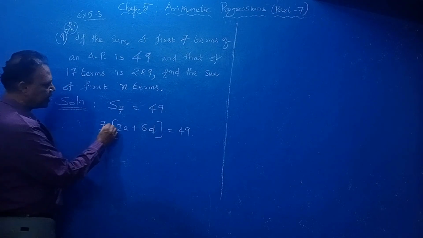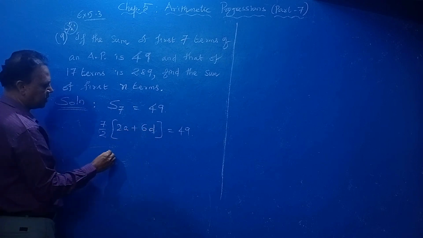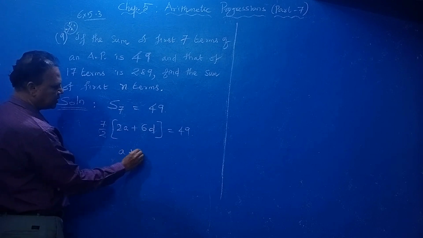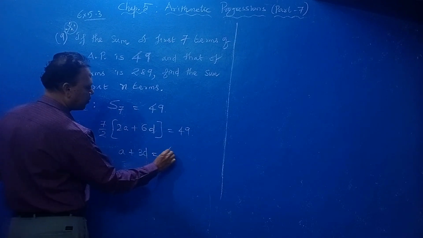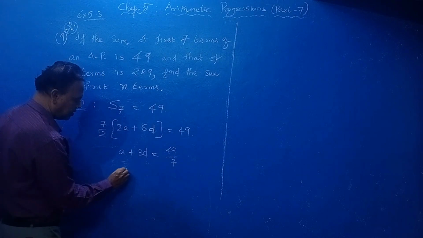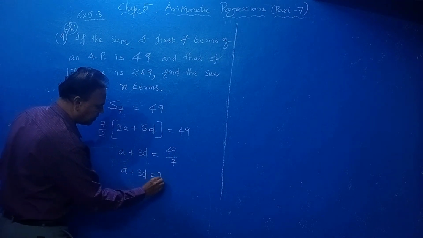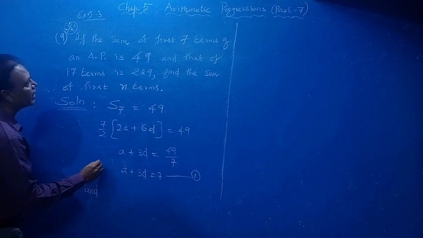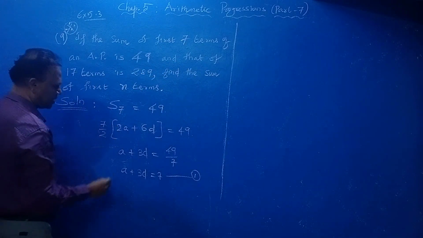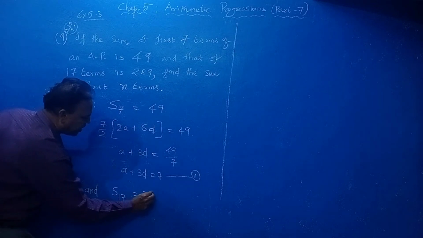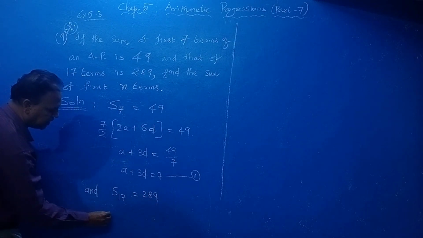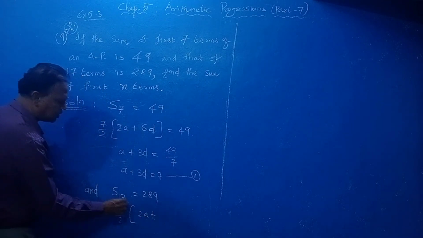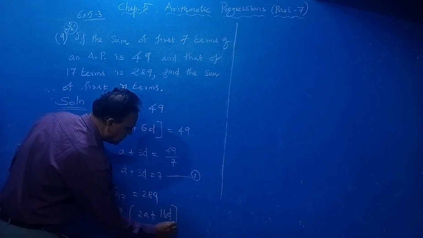That's equal to 49. Okay, this 7 by 2 bring this side, or 7 you divide this side. 2 you can divide here itself, because 2 is a common factor. That means 2 first divide means A plus 3D. Now 7 you divide. 49 by 7. How much? A plus 3D equal to 7. This is equation number 1. And the sum of first 17 terms, S17, is given. S17 is 289. Same way you do 17 by 2 into 2A plus 16D. That's equal to 289.